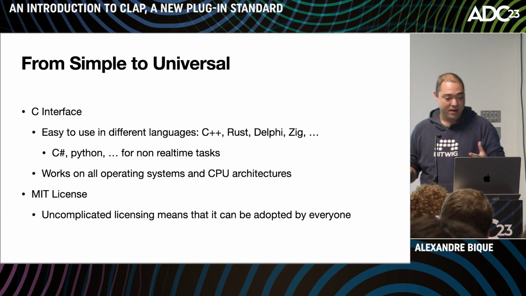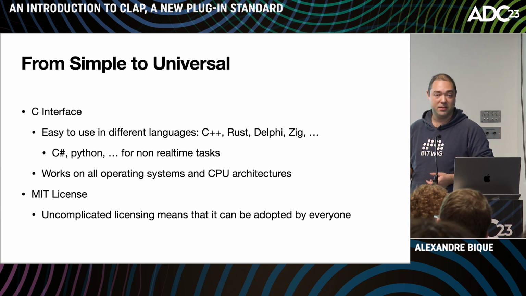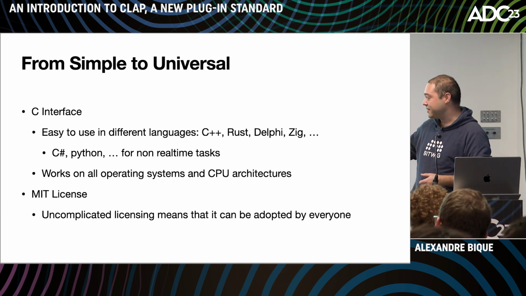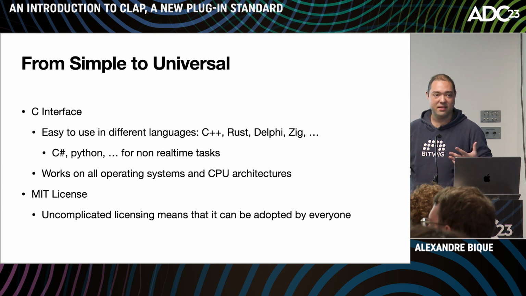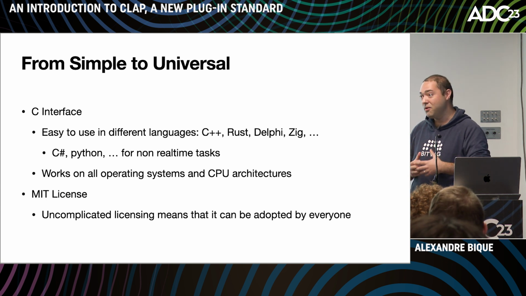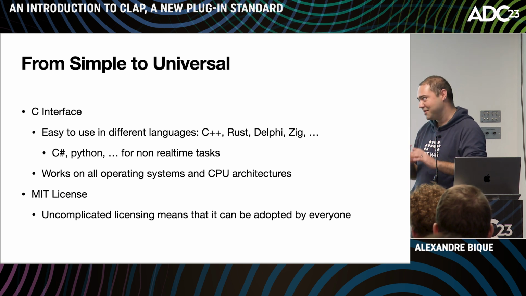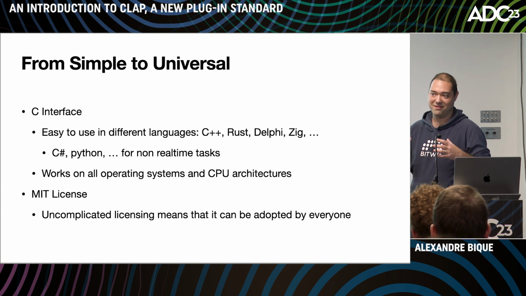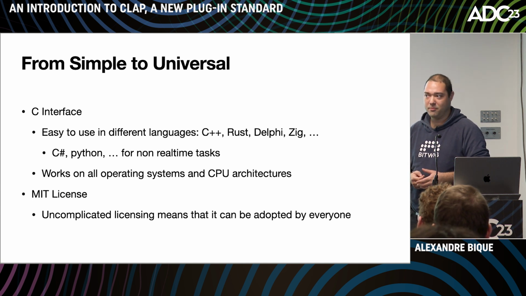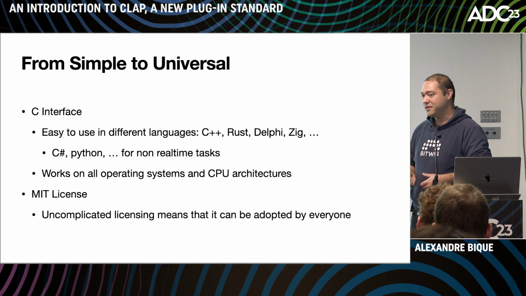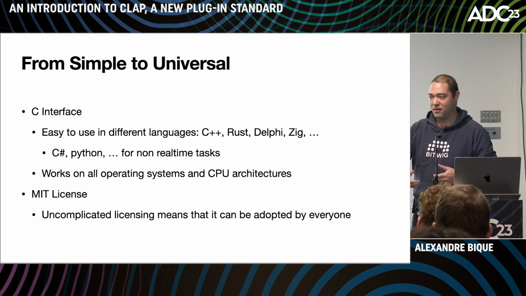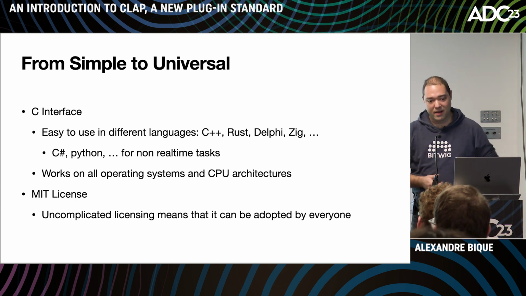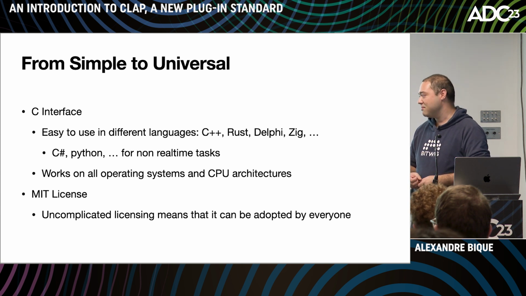Because it's C, it also works on all CPU architectures. It works on all operating systems. It works everywhere. And the MIT license means that it's uncomplicated. If you are a small company, then you won't need a lawyer to make sure that everything is fine and you're not doing anything wrong. But if you're a big company, it means that your legal department will also enjoy CLAP because it's MIT. And there are some business opportunities that you may have, for instance going into a video game, into a car, or into some background cloud processing. And the MIT license will make everything easier to do.